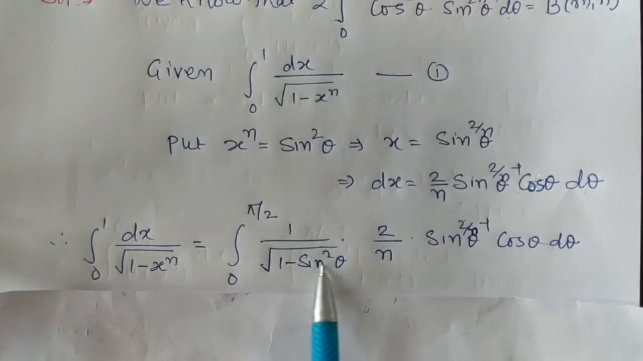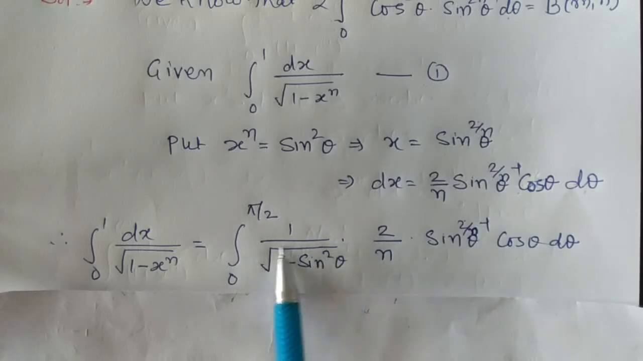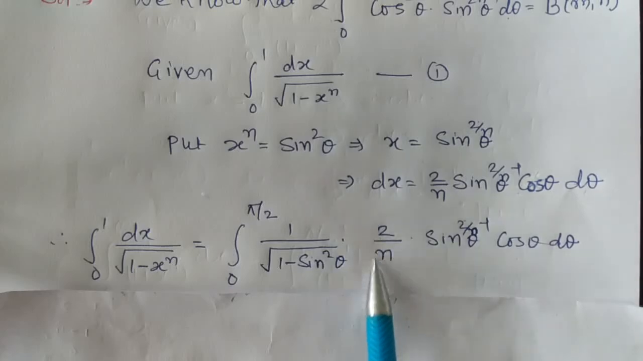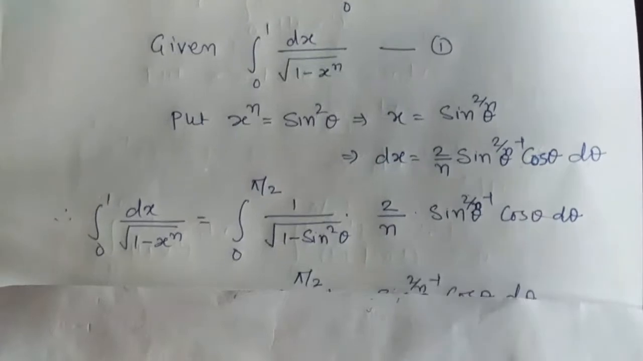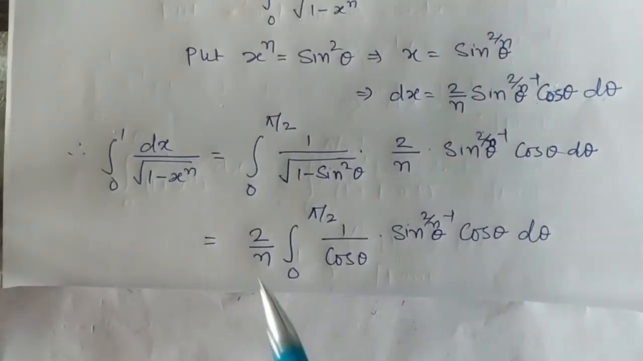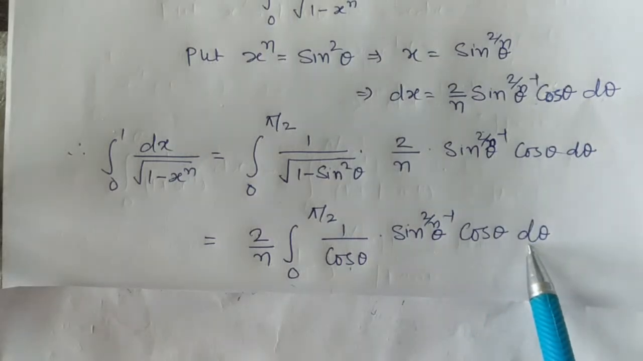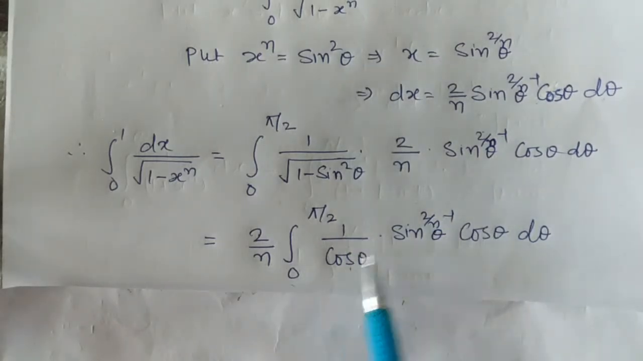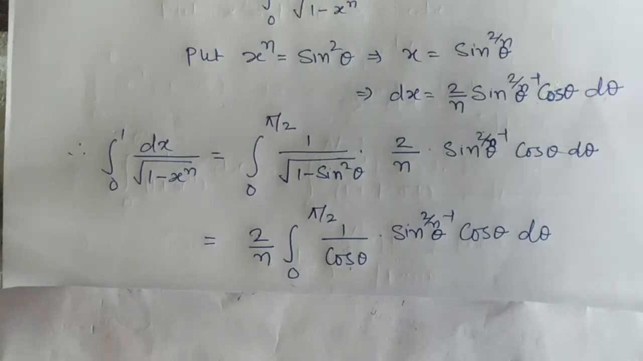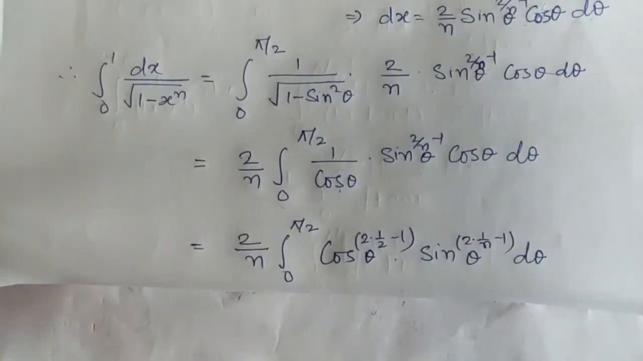Now 1 minus sin square theta is cos square theta and the square root of cos square theta gives cos theta. Here 2 by n is constant, so we write it outside the sign of integral. Then we get 2 by n into integral 0 to pi by 2 1 upon cos theta into sin theta power 2 by n minus 1 cos theta d theta. So here cos theta cancels. Then we write 2 by n integral 0 to pi by 2.